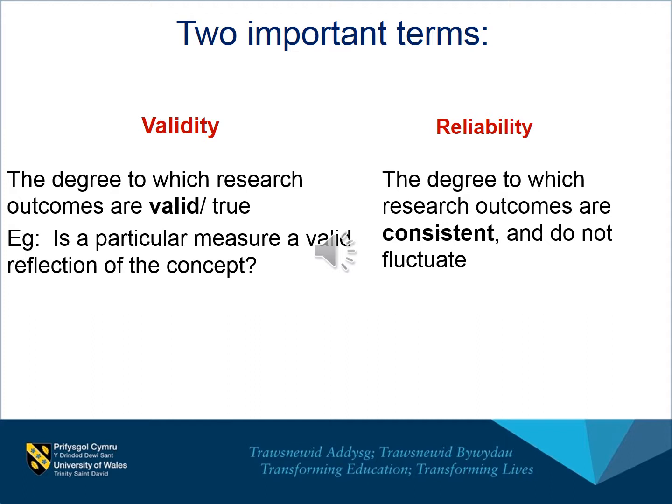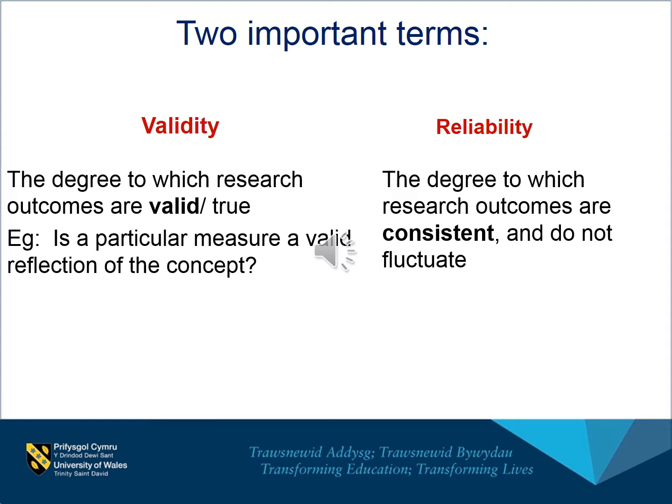A last slide here to introduce two key terms that relate to quantitative research methods, and they are validity and reliability. And it's not uncommon to see reference to these in journal articles which are focused on quantitative research. So validity means the degree to which research outcomes are valid. They actually are getting at the topic that you're trying to get at. So for example, if you've measured something, is it a valid reflection of the concept that you were trying to get at?